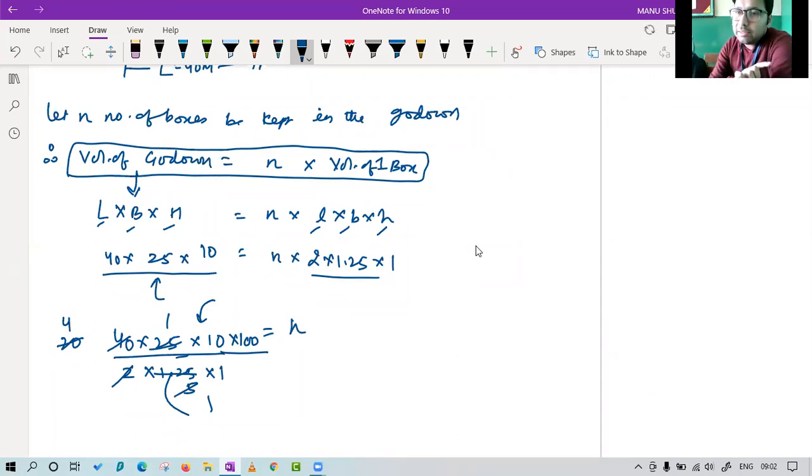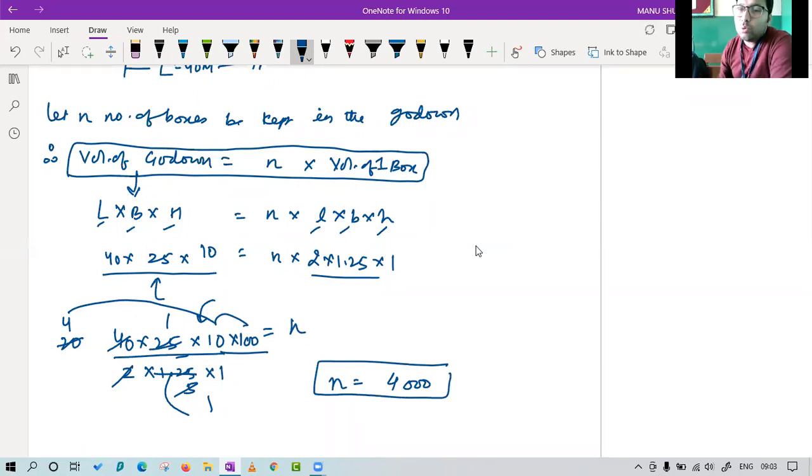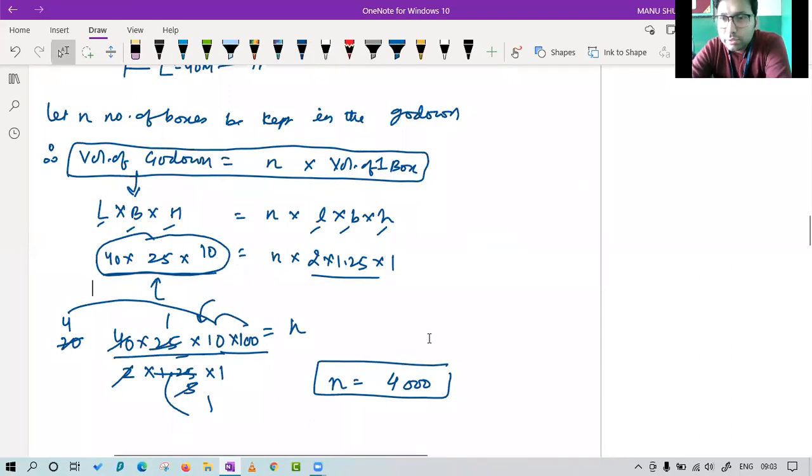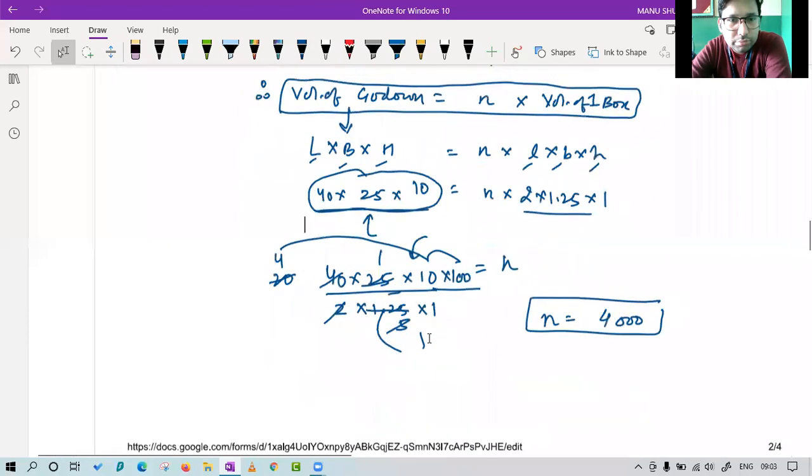If you had multiplied in the starting and then divided, it would have been tough for you. Now you just see there is a 4, a 10, a 100, and the number of boxes becomes 4,000. So the calculation part we can make easy just by a little bit of thinking. Okay, class, clear this thing? If you want, you can multiply them in the starting also, but yes, it is fine. Now, next question.